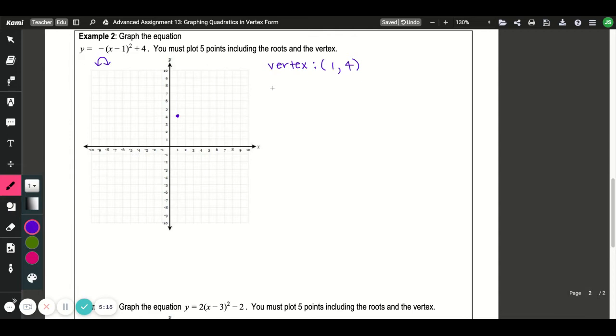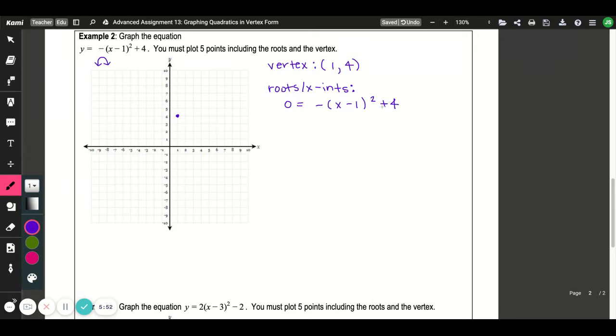Now I need to solve to find the roots, which are also the x-intercepts. To find the roots or the x-intercepts, we substitute 0 in for y. And remember that since this only has the one x in the whole equation, there's only one x. I'm going to solve it not by factoring or quadratic formula, although you could if you want to multiply this all out. I'm just going to solve it like an algebraic equation.